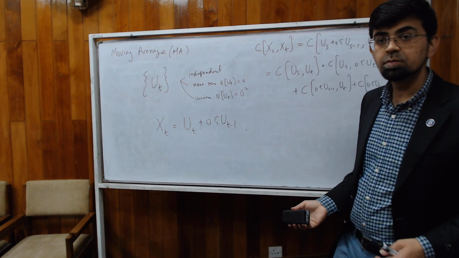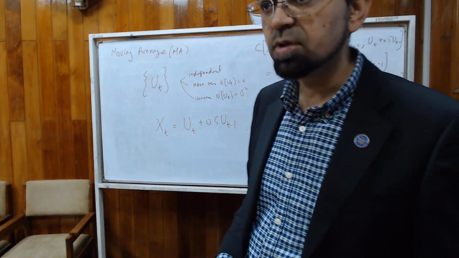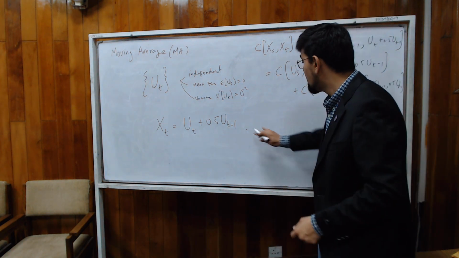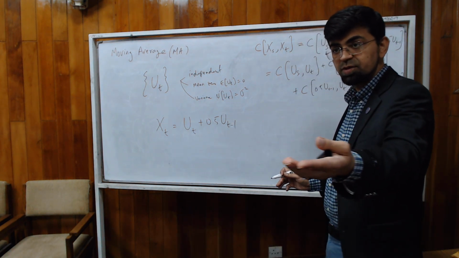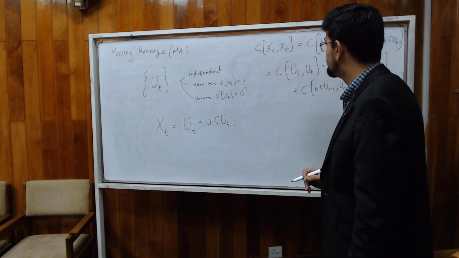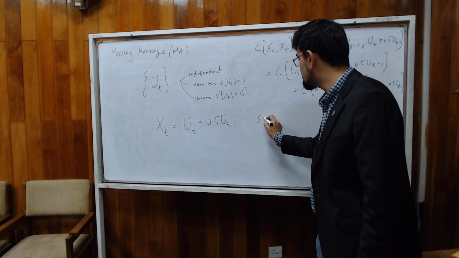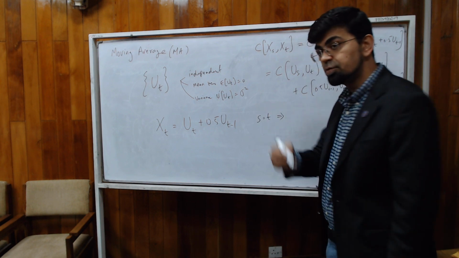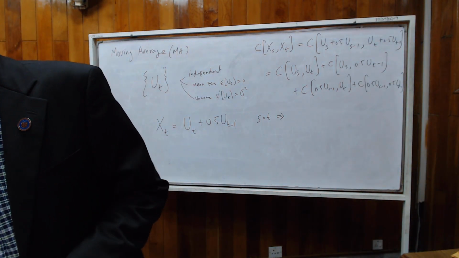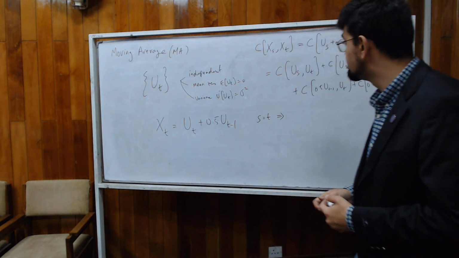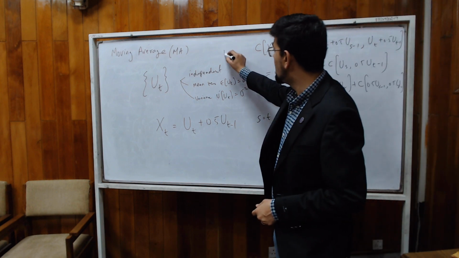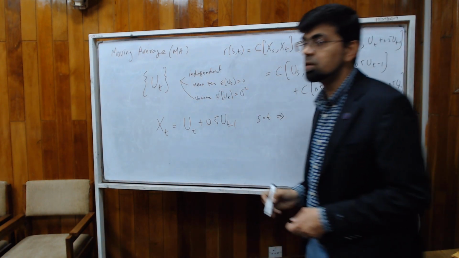One way is to try a few values. Let's start with, as you say, s equal to t. If you set s equal to t, what do you get? Try it, give me the answer. Variance of Xt. This is R(s,t).